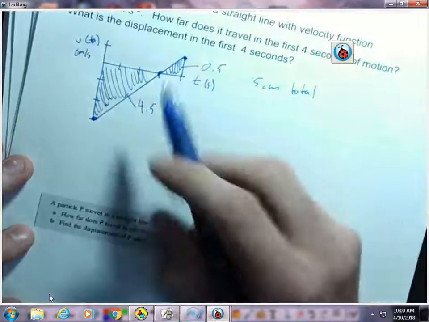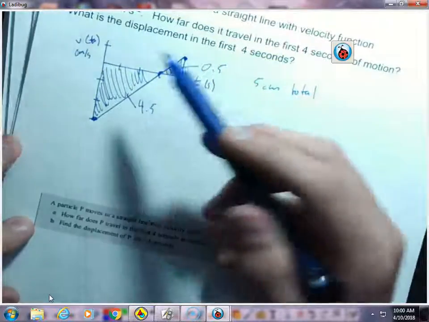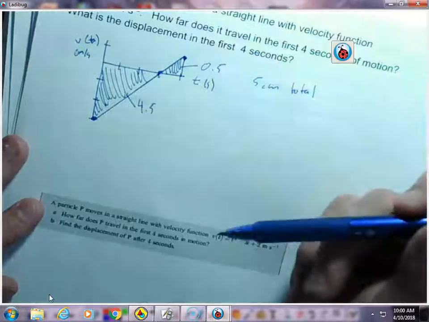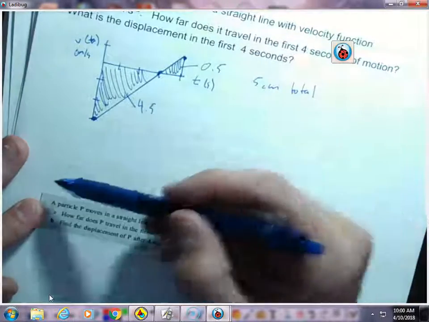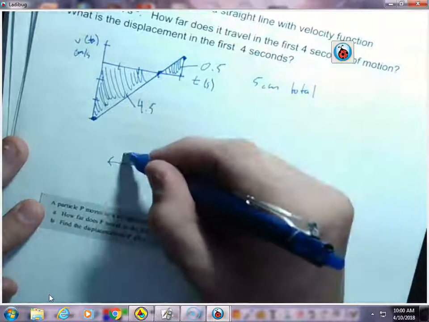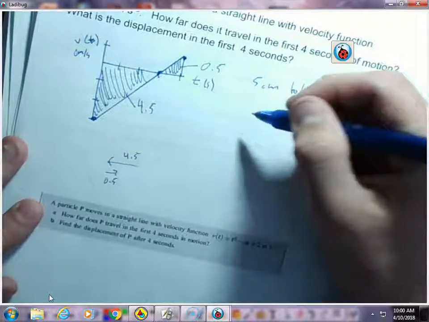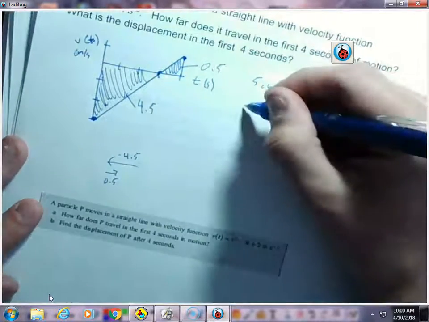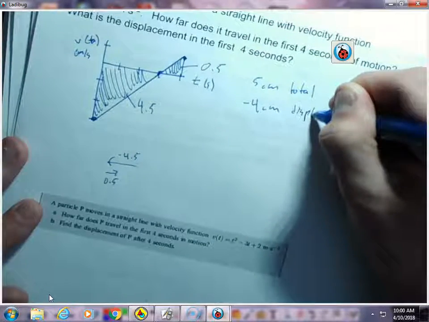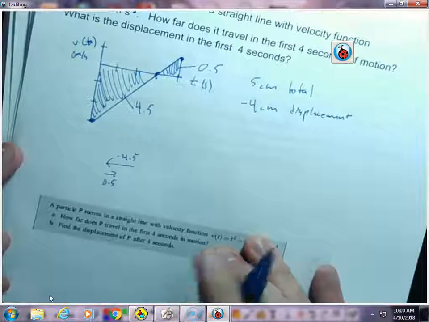And if we want to do the displacement, we just subtract them. So it would be moving backward. It would be moving backwards 4.5. So moving backwards 4.5, and then moving forwards 0.5. So that's just going to get us a total of -4 centimeters. And that's it. Questions?